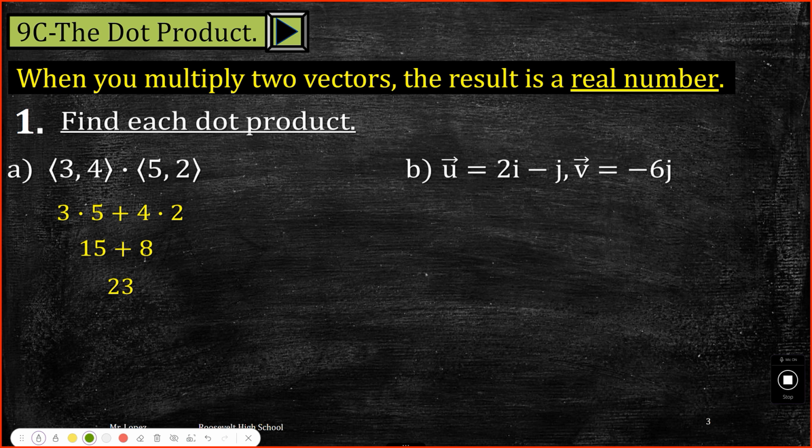What you got, Luz? 6. Huh? 6. 6 is correct. Look, this is the x. I is the x, and this one doesn't have an x. So it's just going to be 0 times 2 is 0, so that's gone. And you're just multiplying the value for the j, and that's going to be a negative 1 times the negative 6, positive 6.